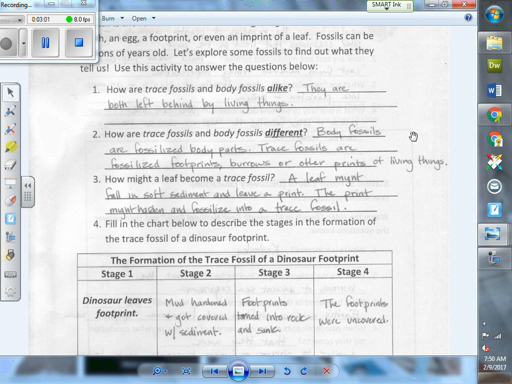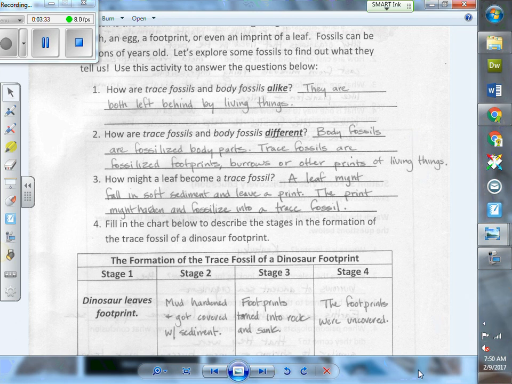One way that they're different, body fossils are literally fossilized body parts. So they're the fossilized hard parts of organisms, the bones of organisms that have turned into rock. Trace fossils are the fossilized footprints, burrows, or other prints of living things. A leaf might become a trace fossil if it fell in soft sediment and left a print. And then the print might harden and fossilize into a trace fossil.